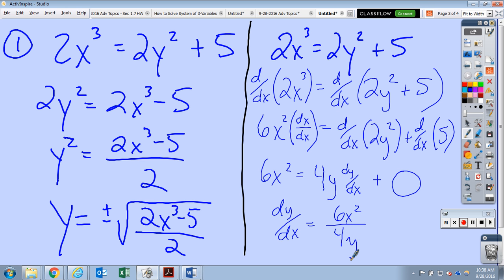Okay. So written here, we don't have to worry about this plus or minus 2 separate equations. We don't have to worry about that. We can just go ahead and write it like this.